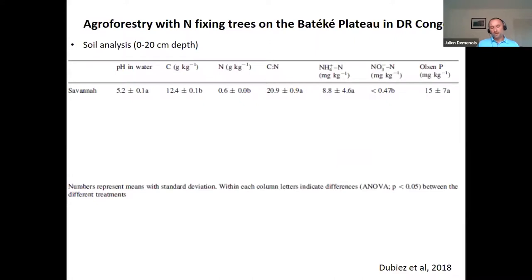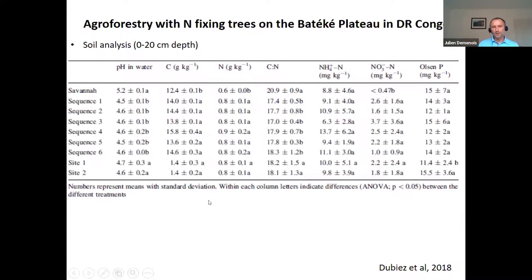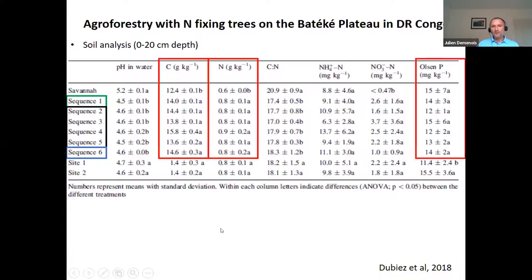The second effect or impact of the nitrogen-fixing trees is on the soil. So now let's have a look at the soil analysis for the 0 to 20 centimeters depth. Here you have the results from soil analysis for the savanna, the original savanna, with a pH, carbon, nitrogen content, and phosphorus content. And here you have the results for the different modalities of the agroforestry system. We have the same colors as just before: afforestation only in green, second fallow in black, and in blue, the third fallow.